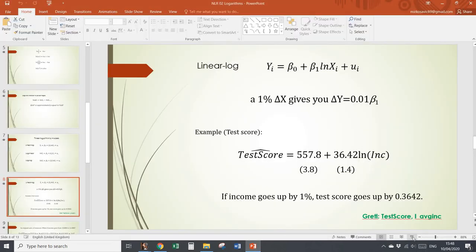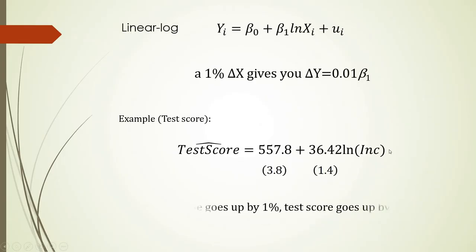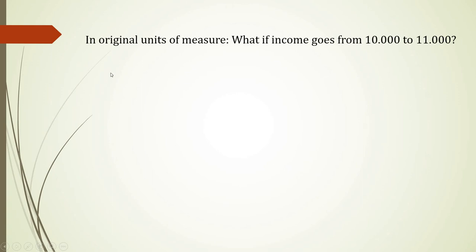Let's go back to our example. So once more, it is very important. These are actually test points. If income goes up by 1%, income, the independent variable, goes up by 1% because it is under logarithm. Test scores, our original value, will go up by 0.3642 test points. So it is in original units of measure.